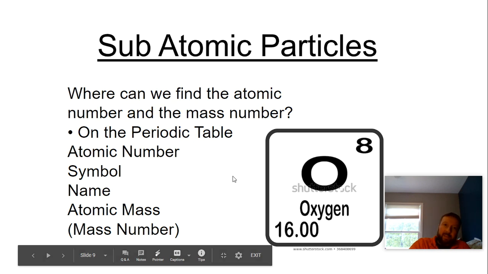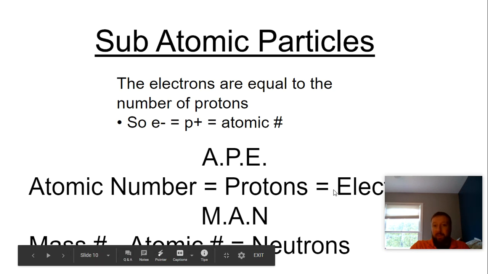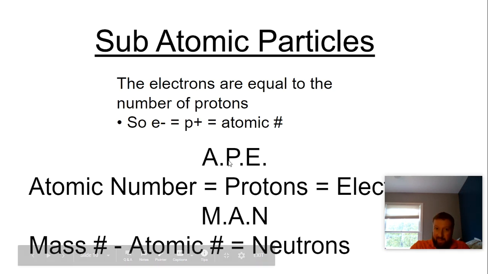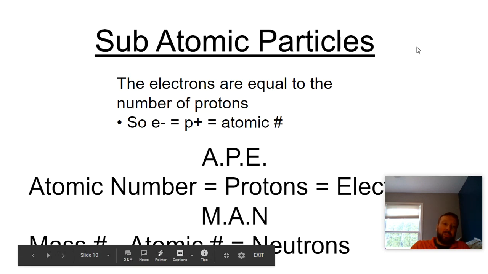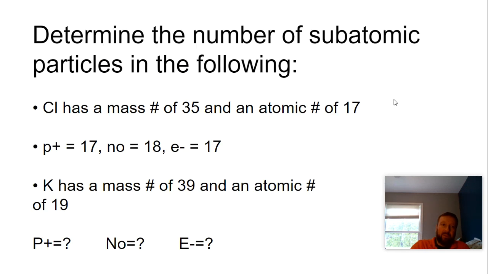sometimes called atomic mass. An easy way to think about it, like I said on the last slide, is that electrons equal the number of protons. An easy way to remember it is by looking at the word APE MAN, where APE stands for the atomic number is equal to the protons is equal to the electrons: A, P, and E. And then the MAN portion is going to be mass number minus atomic number equals neutrons: M, A, and N. APE MAN. Easy way to try and remember how to find the particles.